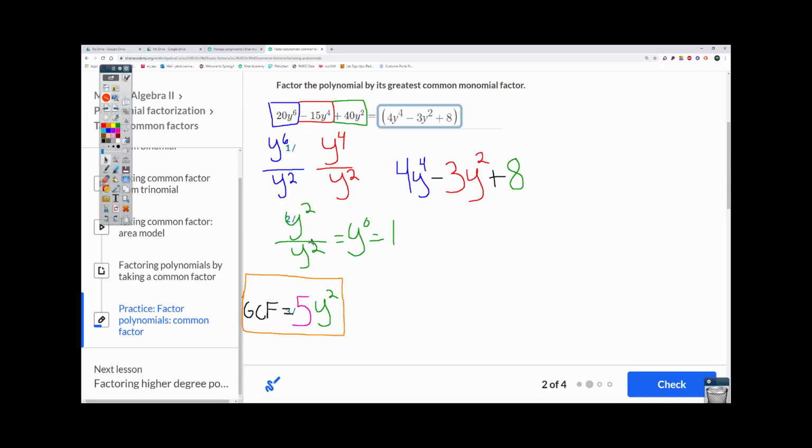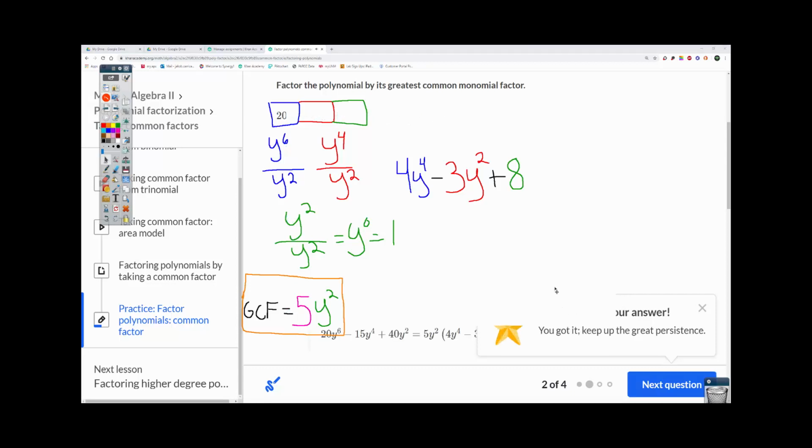And now the last thing we have to do is just put our greatest common factor on the outside. So 5y to the power of 2. And there we go. We got it correct. The square or rectangle that I'm using to block the instructions is blocking our little hooray.